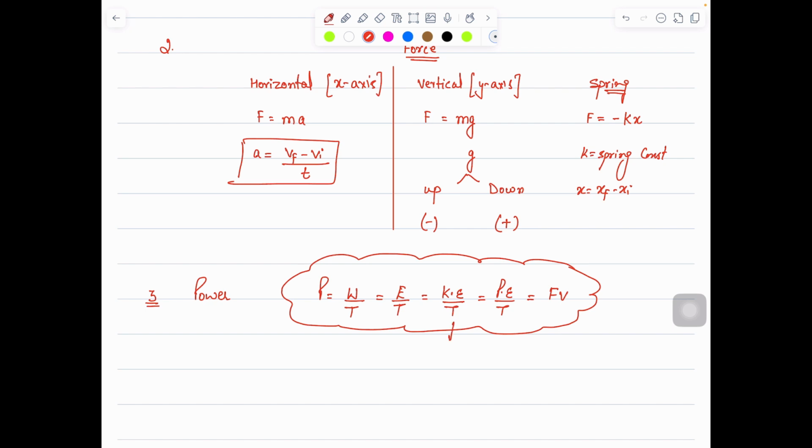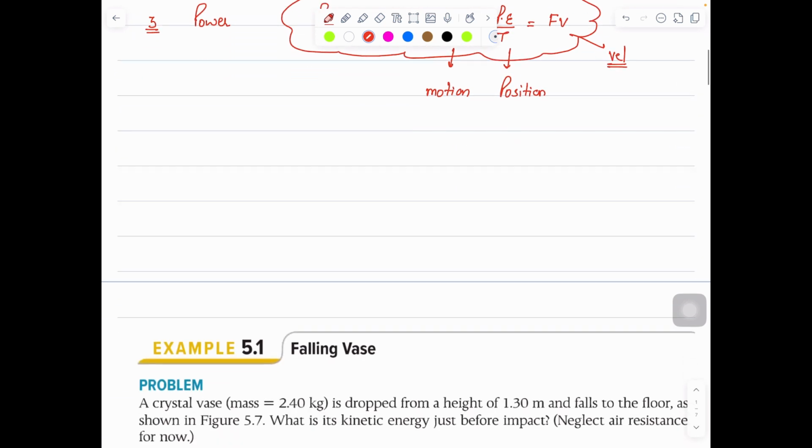Depending upon the situation: if the body is in motion, we will use kinetic energy. If there is a word called position, we will use potential energy. If velocity is given together with force, we will use Fv. Okay, these are the things. Now let's move to the questions.